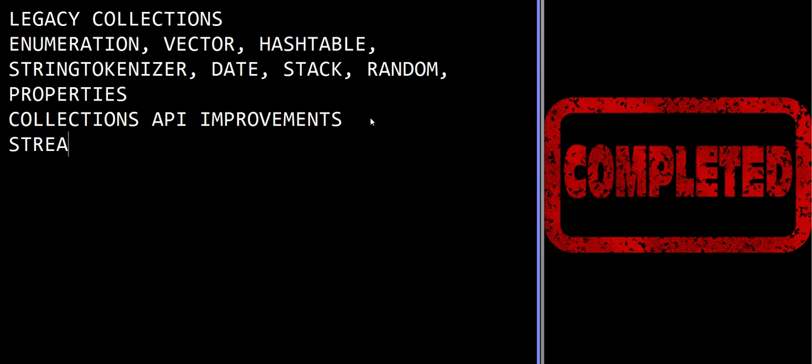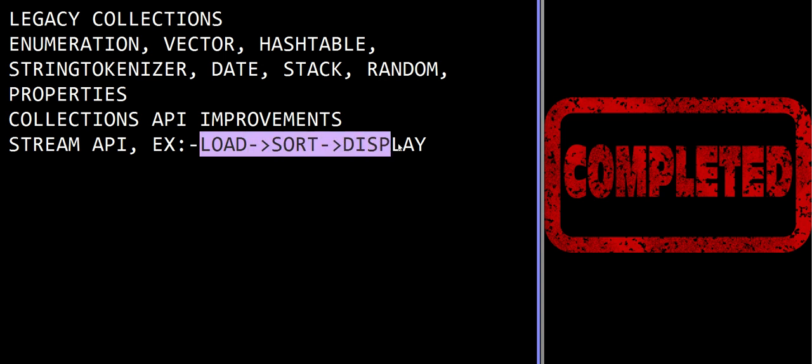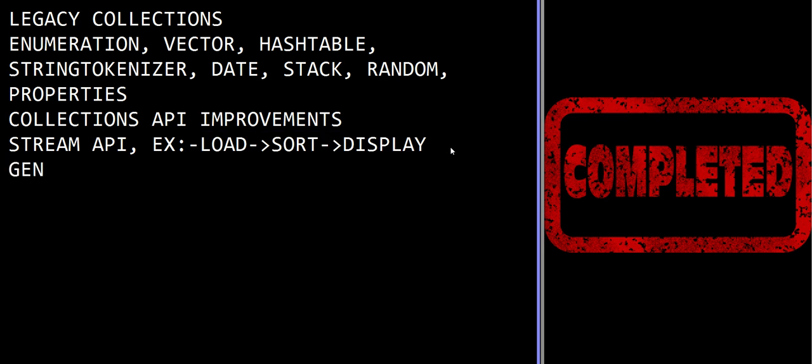And then we have the stream API. Stream API is nothing but a flow of data. That means in this flow we will do some operations. It is a collection of objects that are pipelined to perform some operations to get our desired output. For example, I have loaded the data, then I want to sort the data, then I want to display the data. So here we have three operations in this pipeline. We have loaded the data, we have sorted the data, we have displayed the data.